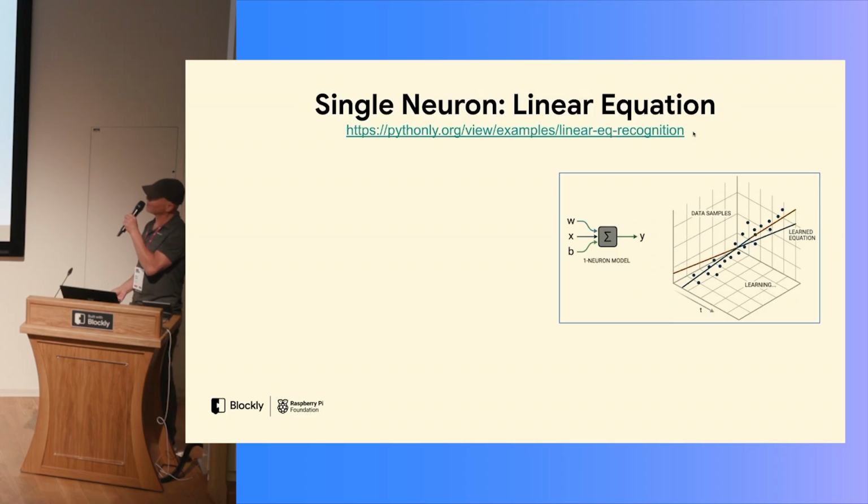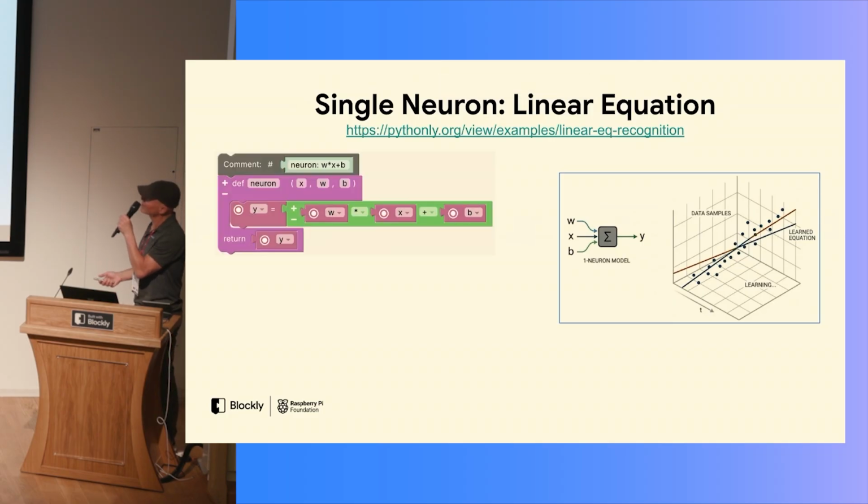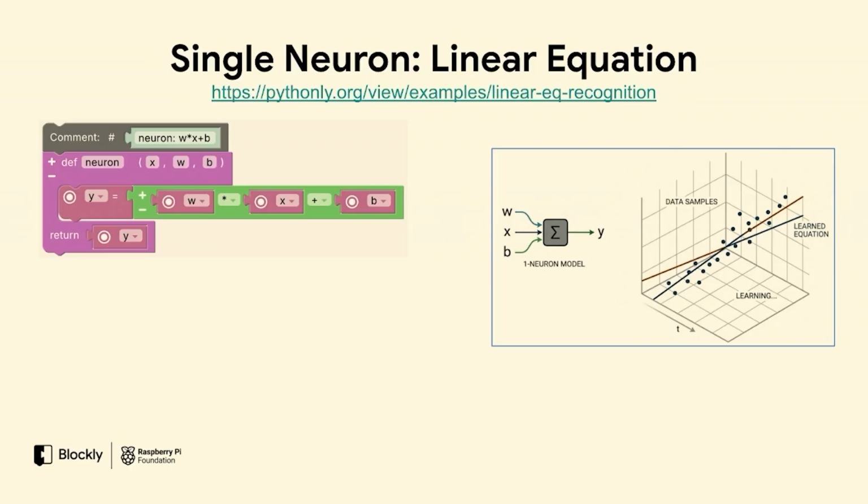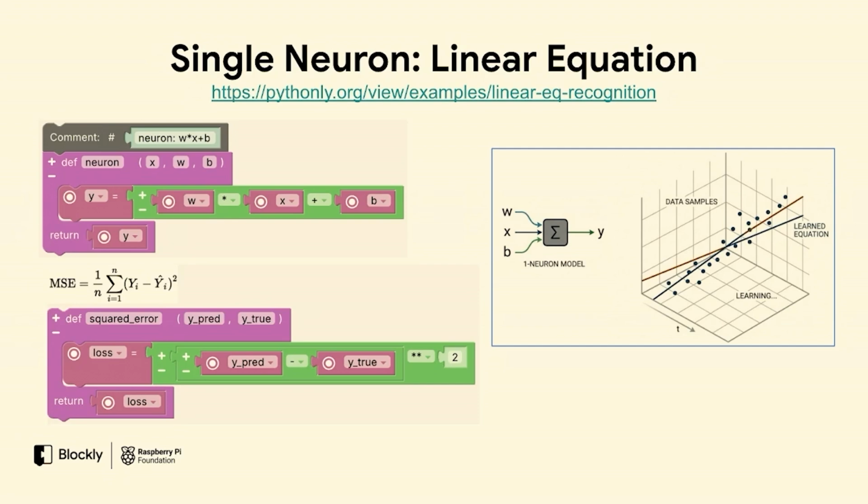Okay, so here's our single neuron model. This is the function that implements this neuron. By the way, notice the comments in Pythonly. They are visual, they are visible. They are not hidden inside the block. It's mandatory. And this is the error function, the loss function. And in Pythonly, you can also embed images and diagrams and drawings inside the code. This equation is an image that was embedded inside the editor.